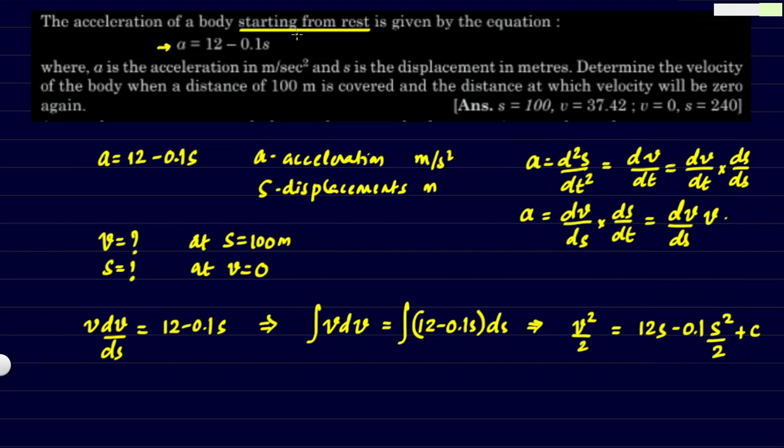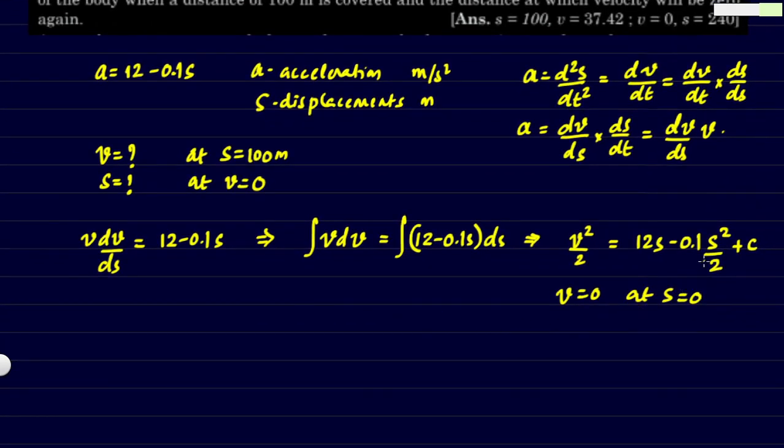So it's starting from rest, that means initially the velocity is 0 at displacement 0. When we substitute this in the equation, what we get is 0 equals 0 minus 0 plus c. So that means c is in fact equal to 0. When we substitute this in our actual equation, we get a simplified equation that is a relation between velocity and displacement.